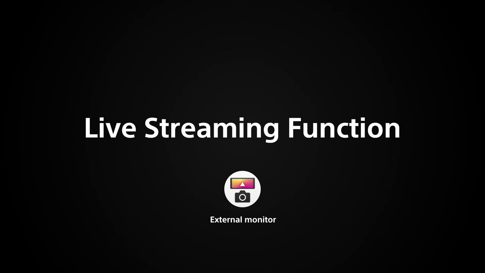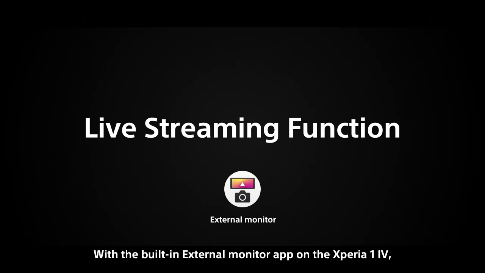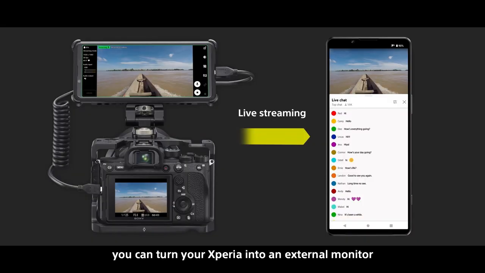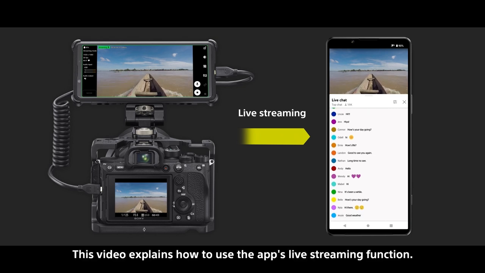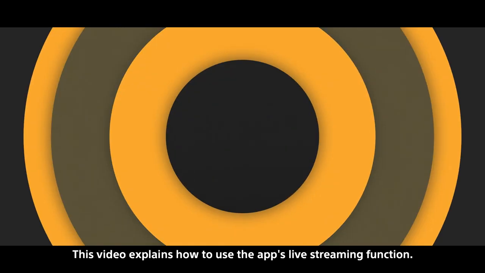Live streaming function. With the built-in external monitor app on the Xperia 1 Mark IV, you can turn your Xperia into an external monitor with Sony Alpha series and other cameras. This video explains how to use the app's live streaming function. Activate external monitor app.